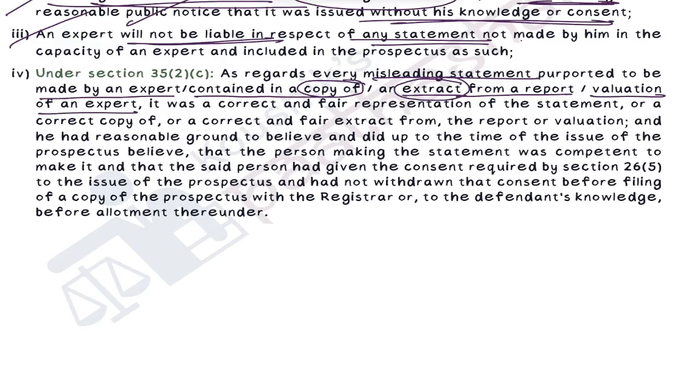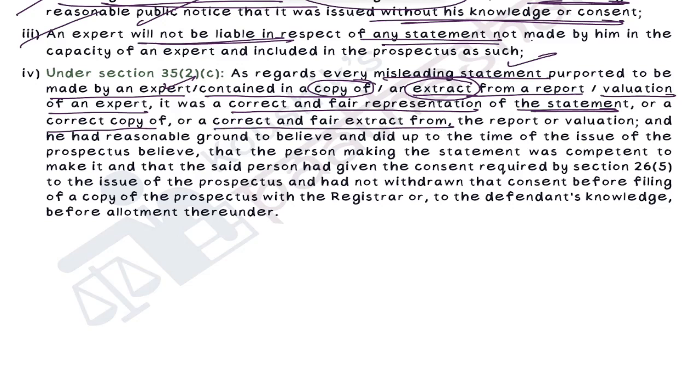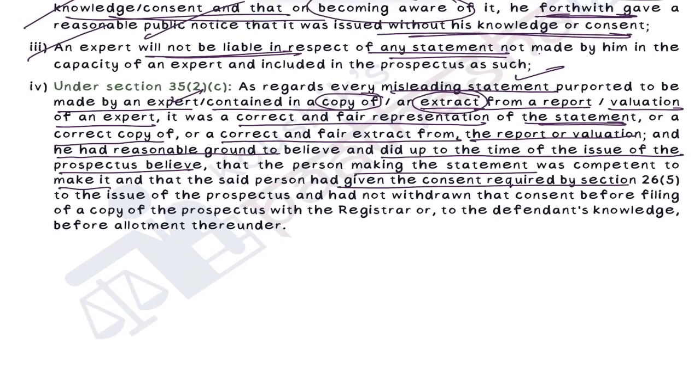Or the expert statement is there in a valuation made. So, as regards every misleading statement purported to be made by an expert, contained in a copy, or in an extract of a report, or in a valuation made by an expert, it was a correct and fair representation of the statement, or a correct copy of, or correct and fair extract from, the report or valuation, and he had a reasonable ground to believe, and did up to the time of the issue of the prospectus believe, that the person making the statement was competent to make it, and that the said person had given consent required under 26(5). Here he is telling when a person will not become liable though there is a misstatement in the prospectus.